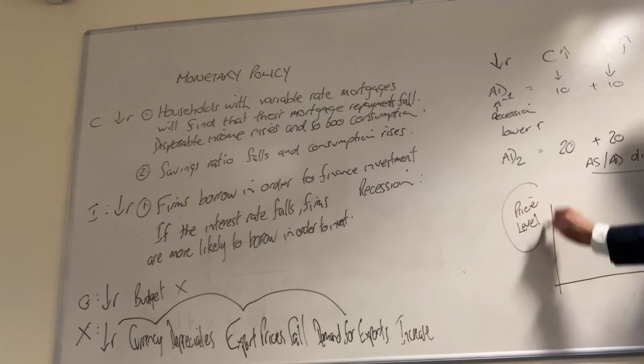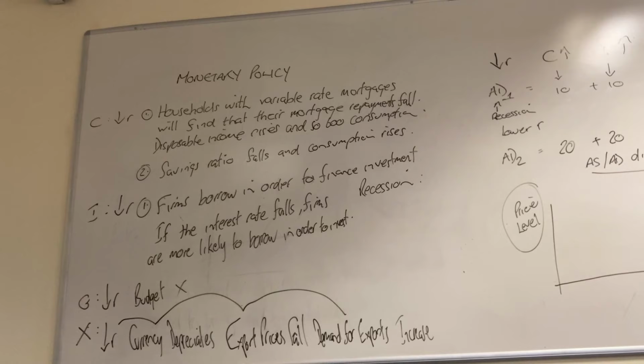Remember, it's price level, not price. Price level in macro. And real output, not just output or quantity, real output. And the abbreviation for real output is Y. Not O, not Q, it's Y.